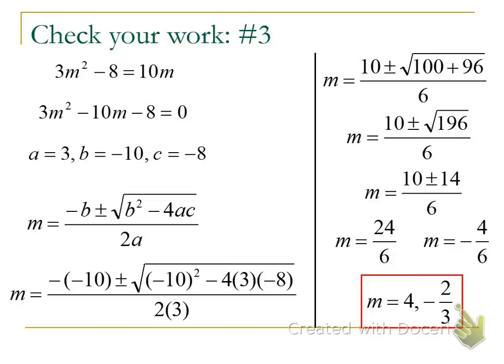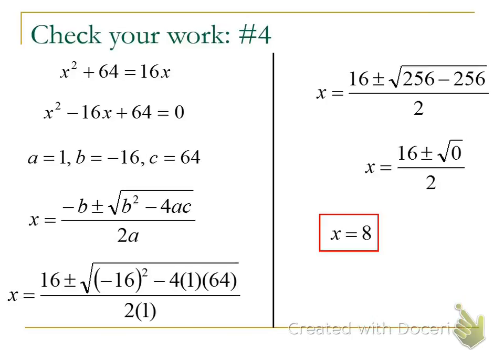which happens to be a perfect square, so I can simplify that down to 10 plus or minus 14 all over 6. So one answer is 10 plus 14, which is 24, divided by 6, which is 4. And the other option is 10 minus 14, which is negative 4, all over 6. And negative 4 over 6 simplifies to negative 2/3. So m equals 4, and m equals negative 2/3 for number 3.